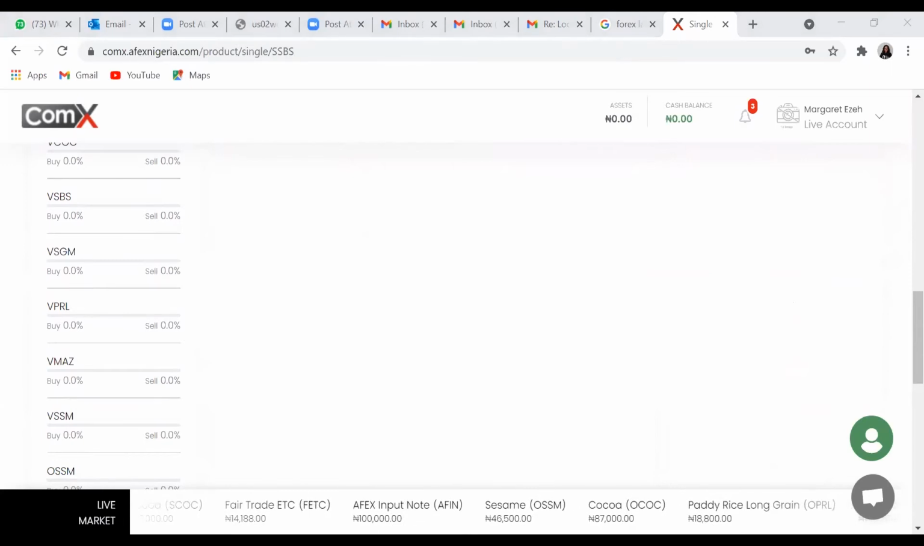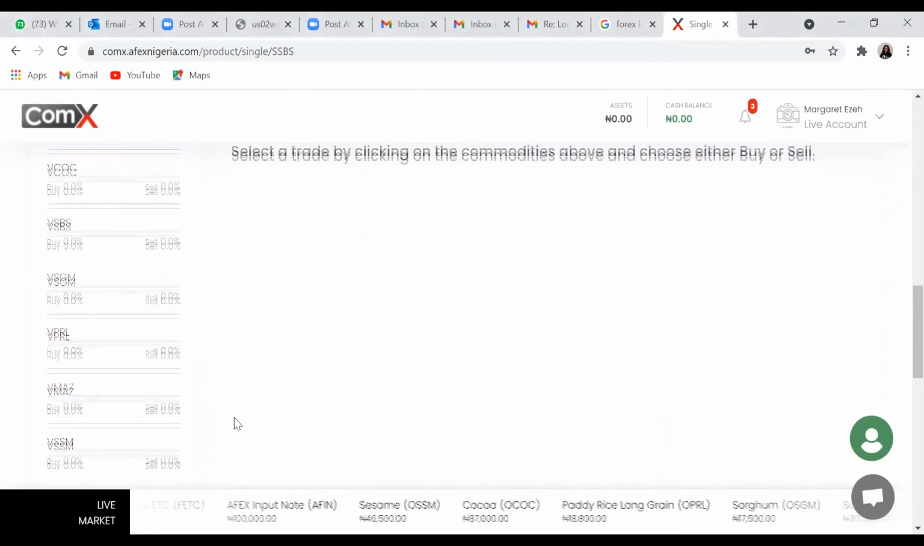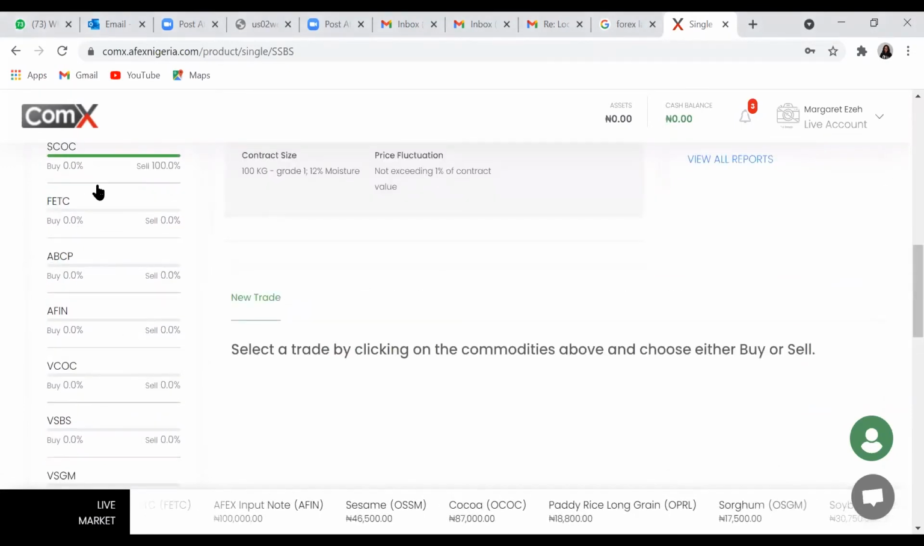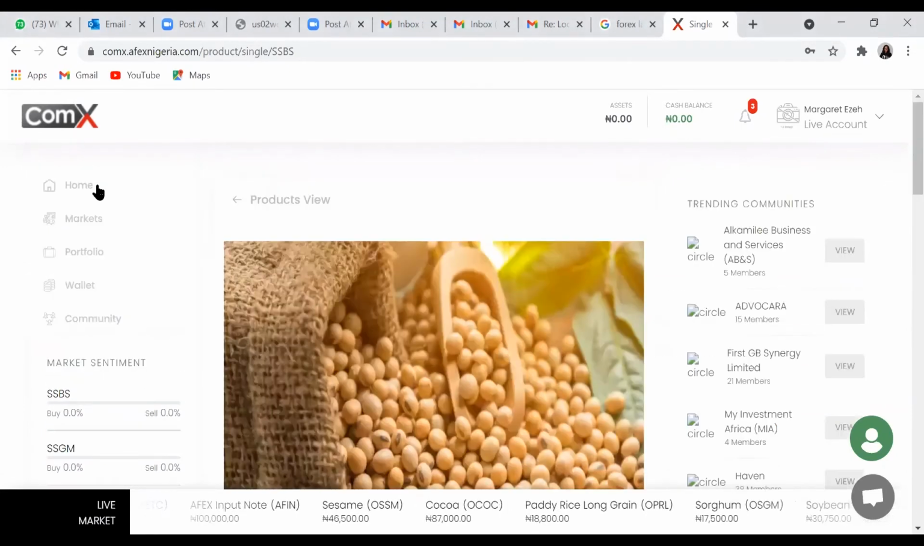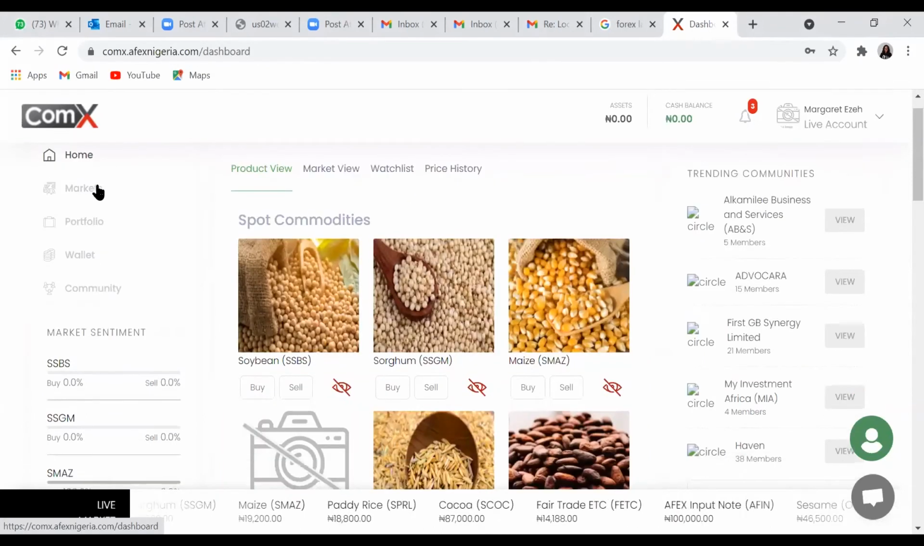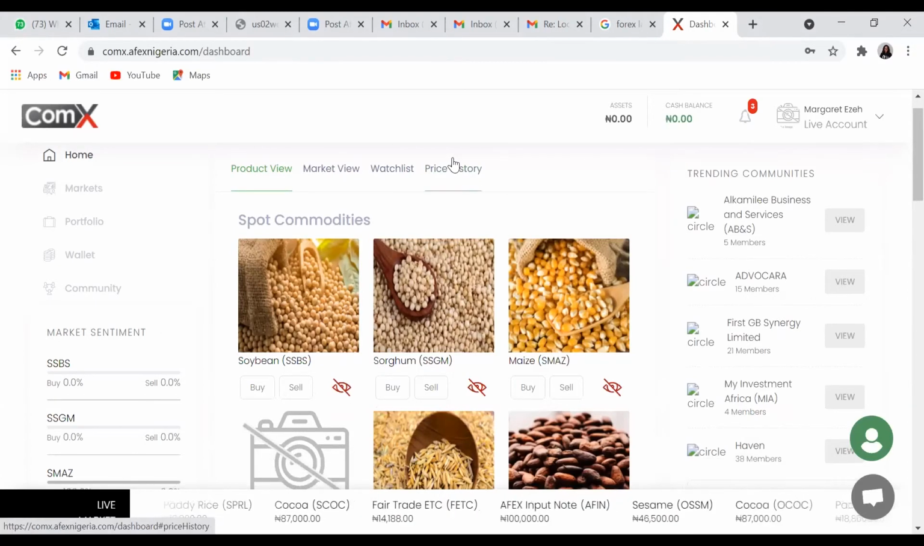Okay. Can you go back to the home page, please? Okay, yes, I will. So is this the home page? Yeah. This is the product view. I can see the product view. Oh, great. Can you click on the price history? Price history. Yes, I will.